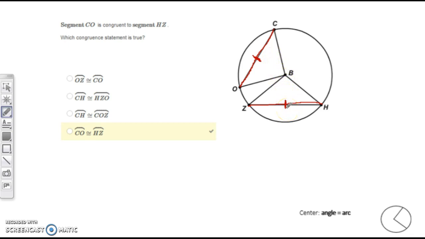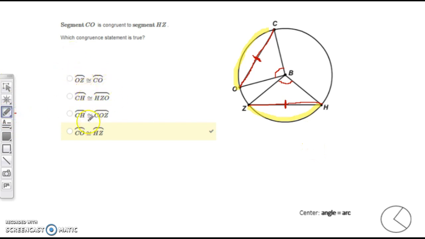All right, so let's talk about this for just a minute. If those two segments are the same, then we can tell a couple things, actually. We can tell that this angle and this angle are going to be the same, and we can also tell that this intercepted arc and this intercepted arc are going to be the same.